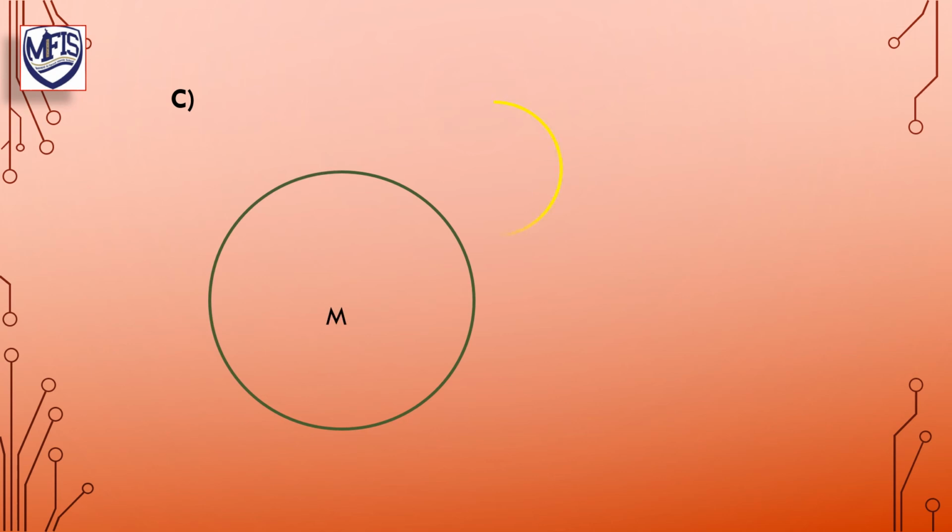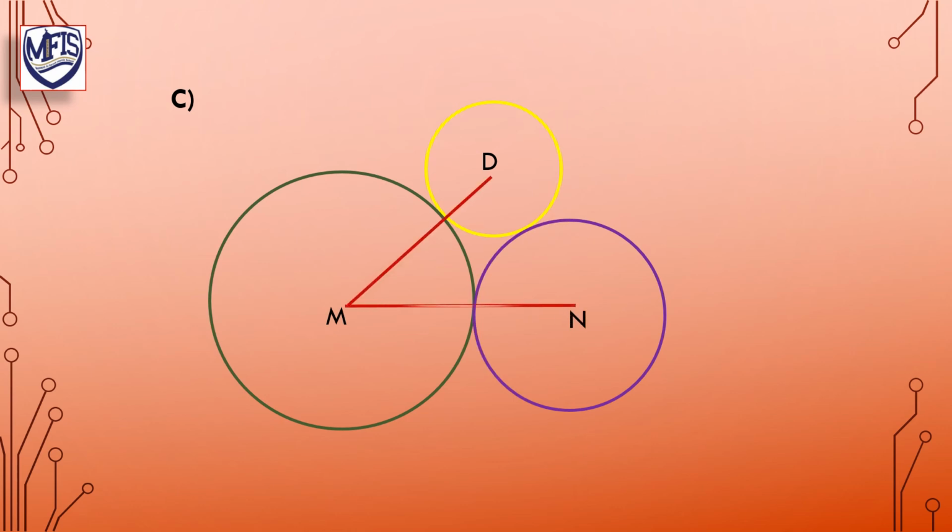Number C. Here I have 3 circles, circle M, circle D, and circle N. Each two of them are touching externally. The radius of circle D equals 1 centimeter, the radius of circle N equals 2 centimeters, the radius of circle M equals 3 centimeters. And he asked me to find the measure of angle MDN, this angle.